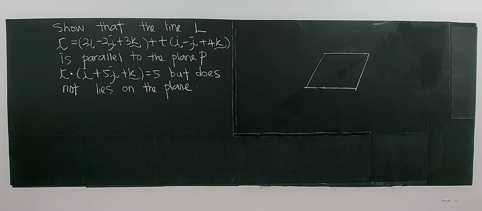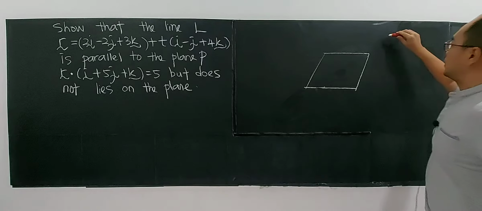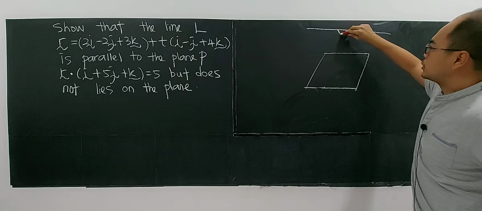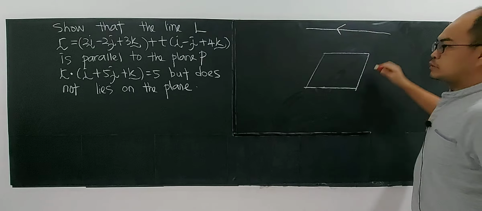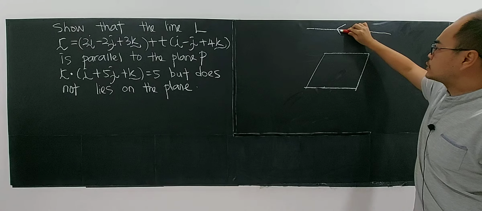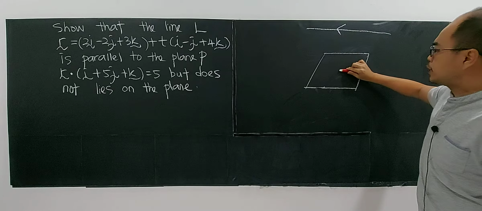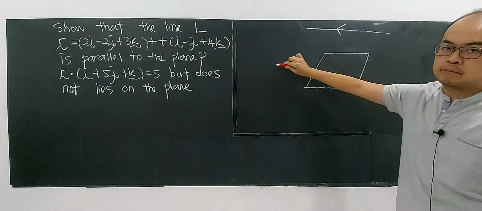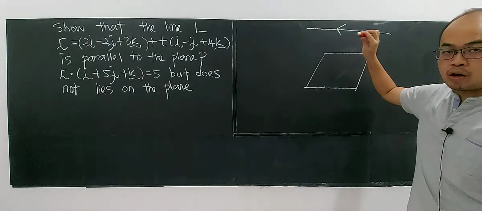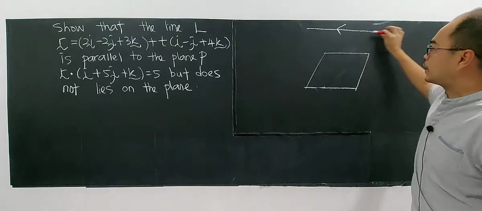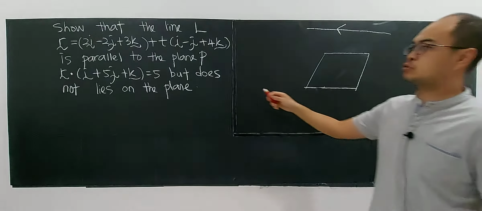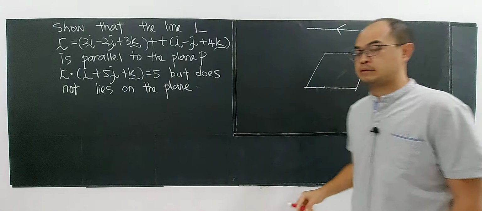Let's see what is meant by parallel. Parallel means that the line is parallel to the plane. Very hard for me to describe, so I just draw for you. It means that if they are parallel and you are able to bring this line to the plane, it will be exactly on the plane. It can be on the plane, but not all lines that are parallel to the plane will be on the plane. That's why they're asking you to show that it does not lie on the plane, right?